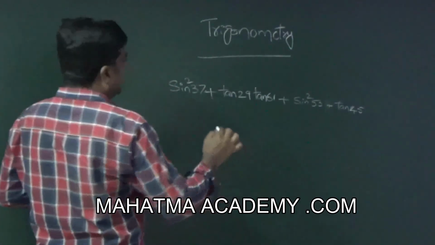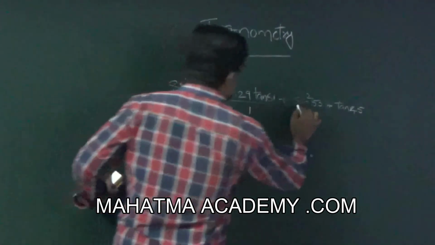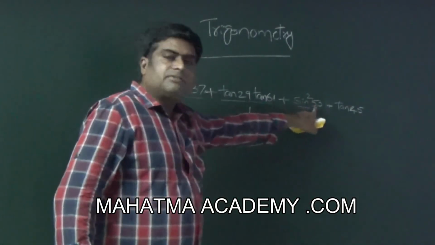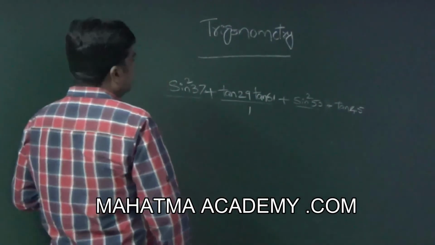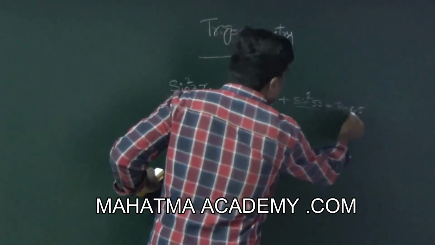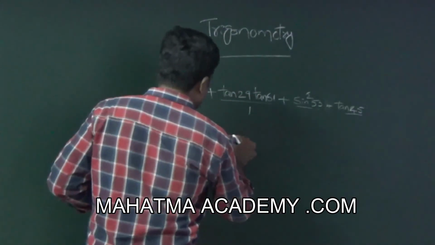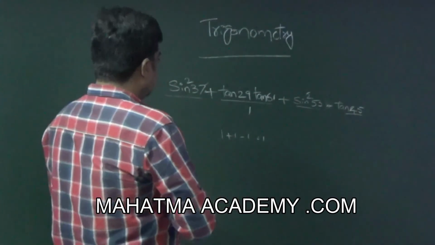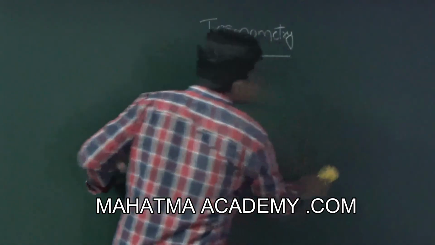If A plus B is 90, then tan A tan B equals 1. Here 37 plus 53 equals 90. Therefore, sin square 37 plus sin square 53 is 1, and tan 29 times tan 61 is 1. What about tan 45? Tan 45 equals 1. Therefore, 1 plus 1 minus 1 equals 1. In this way, we can solve the problem with the derived equations.